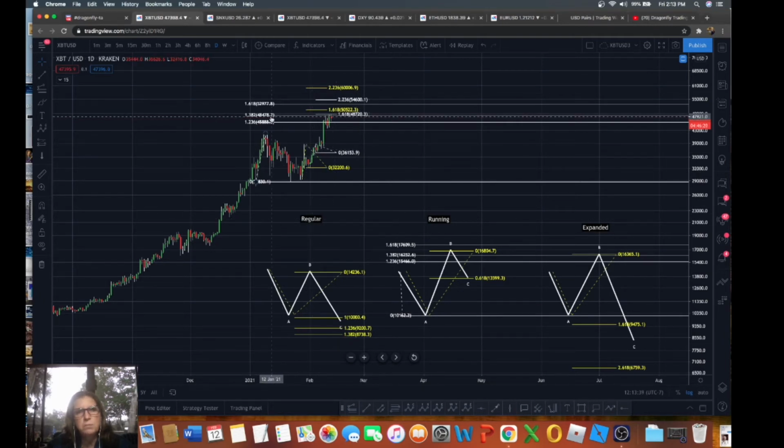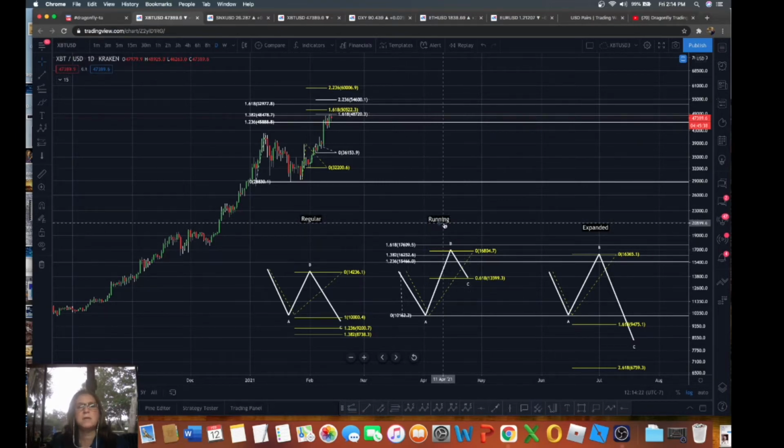So the invalidation point for an expanded B is the 1.618. And you basically pull it from the start of the A wave to the bottom. So in a regular flat, the B wave does not surpass the start of the A. This one is here just for teaching purposes. So the B wave does not surpass the start of the A, and the C wave hits the 1-to-1, the 1.236, or the 1.382, the corrective fib levels.